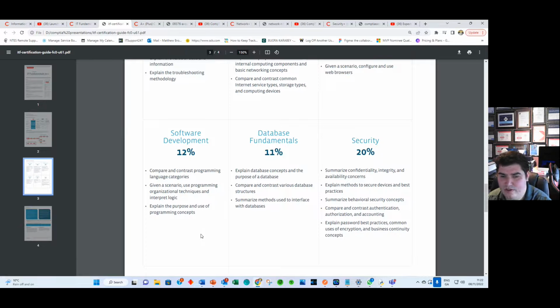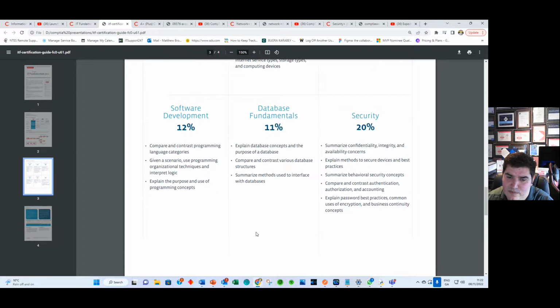You're also going to have to look at the types of authentication, authorization, and accounting. So how that happens, for example, your NPS server, your log analytics, all that kind of stuff. And you're also going to have to explain for security best practices, common use of encryption, and business continuity concepts. So how does a business stay functioning in a scenario where there's compromise?